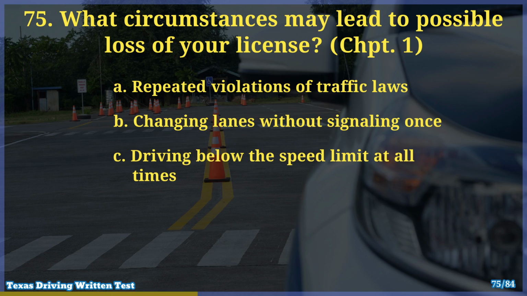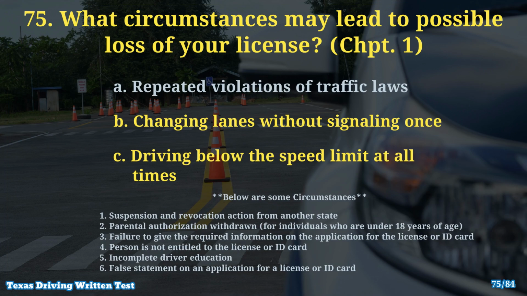75. What circumstances may lead to possible loss of your license? A. Repeated violations of traffic laws. B. Changing lanes without signaling once. C. Driving below the speed limit at all times. Answer is A. Repeated violations of traffic laws.